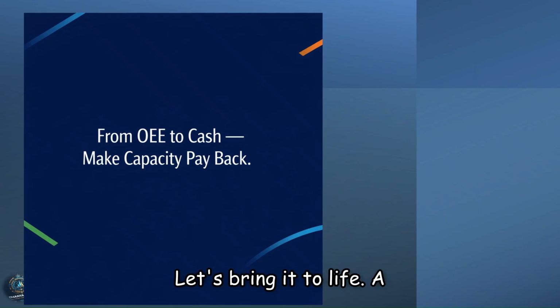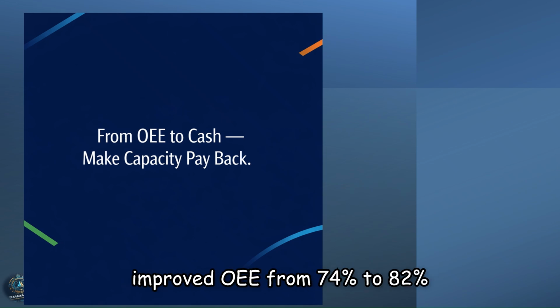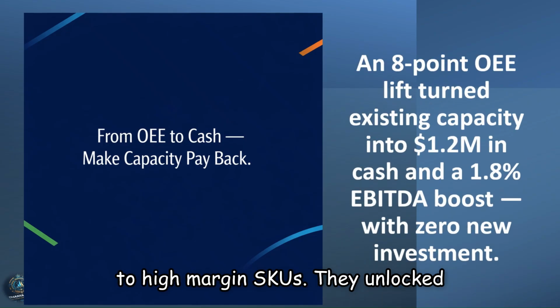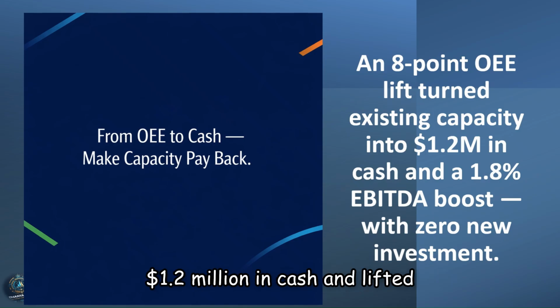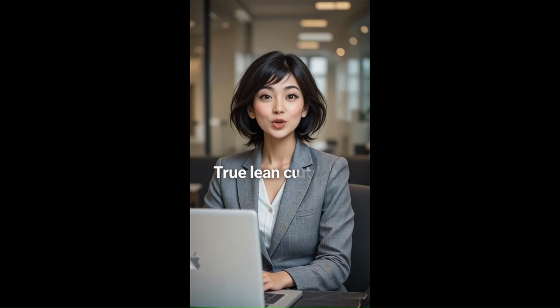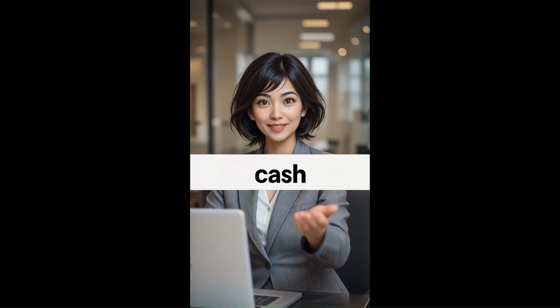Let's bring it to life. A mid-size electronics manufacturer improved OEE from 74% to 82% in 9 months. By linking production to high-margin SKUs, they unlocked $1.2 million in cash and lifted EBITDA by 1.8%, all without new machines or headcount. True lean doesn't cut jobs, it cuts waste and grows cash.